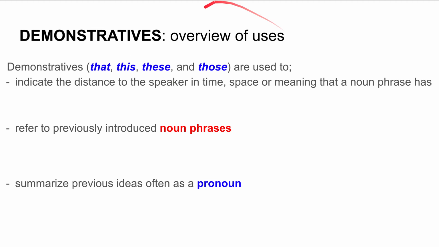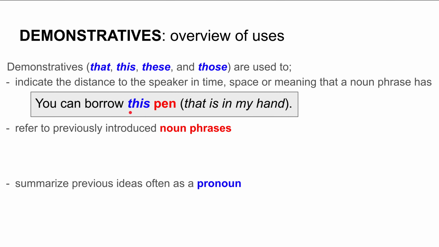So a quick overview of the uses. These are the three main uses. Demonstratives, that, this, these, and those, are used to indicate the distance to the speaker in time, space, or meaning that a noun phrase has. So for example, you can borrow this pen. Okay, this pen that is in my hand. Here I don't need to say that is in my hand because I'm using the demonstrative, this. We'll look at this a little bit more in depth later.